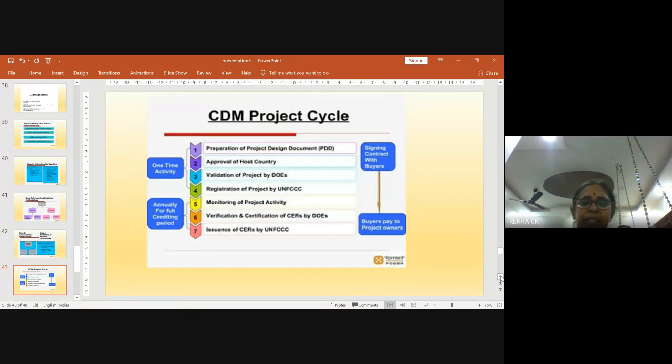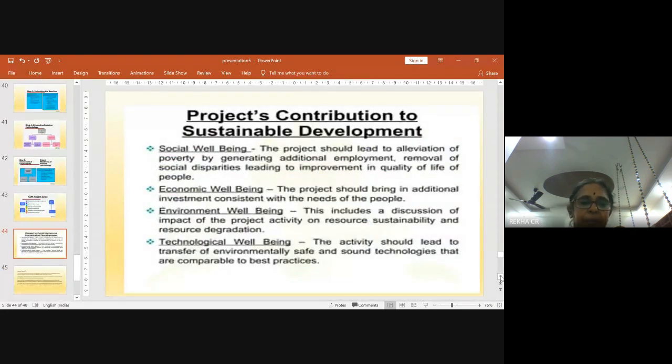The CDM project cycle includes preparation of the project design document, which we call the PDD. The second step is approval of the host country. The third is the validation of the project by the DOE. The fourth step is registration of the project by UNFCCC. Next is monitoring of project activity, verification and certification of CERs by DOEs, and issuance of CERs by UNFCCC.